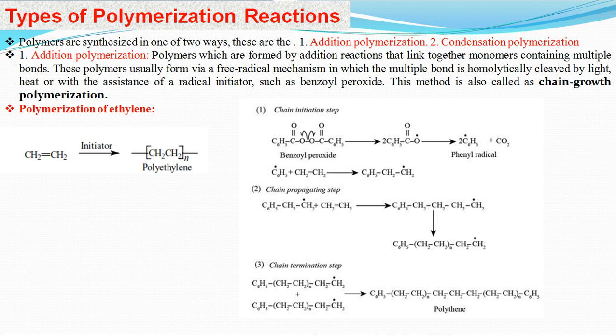Chain initiation step: benzoyl peroxide reacts with the ethylene monomer and produces a peroxide polyethylene monomer chain. Then another monomer is added continuously in the chain propagation step. Finally, the chain is terminated by using two methods. One is the dispersion method.